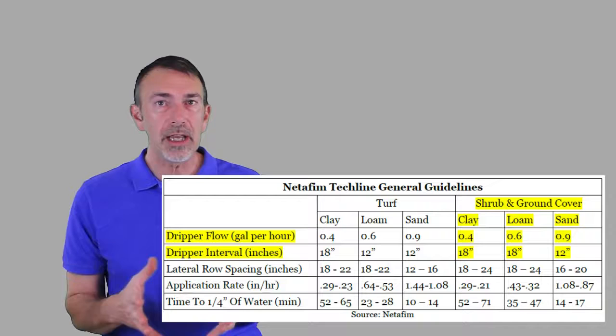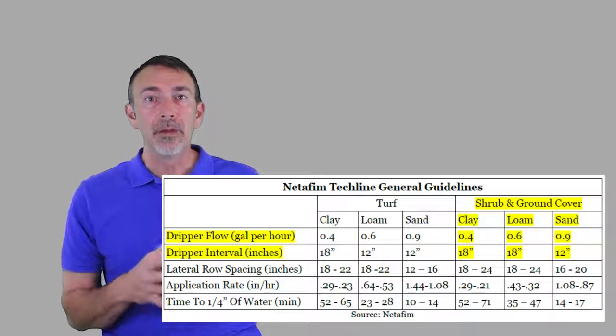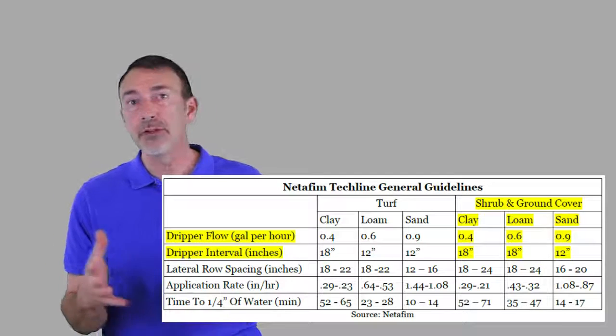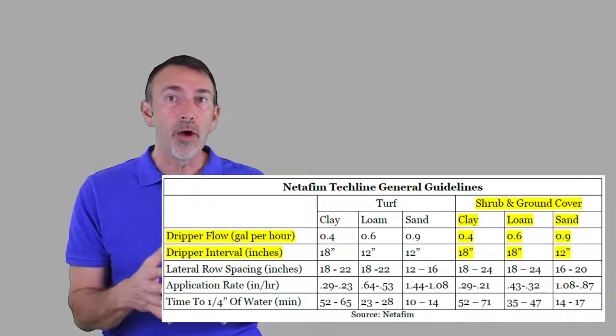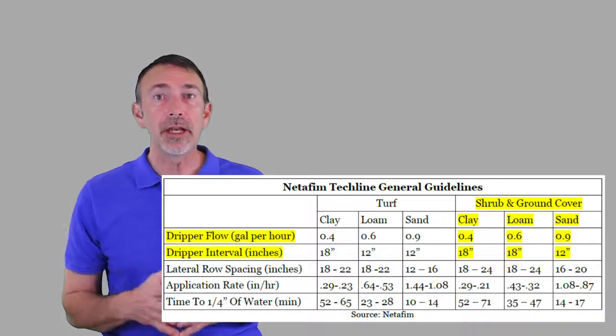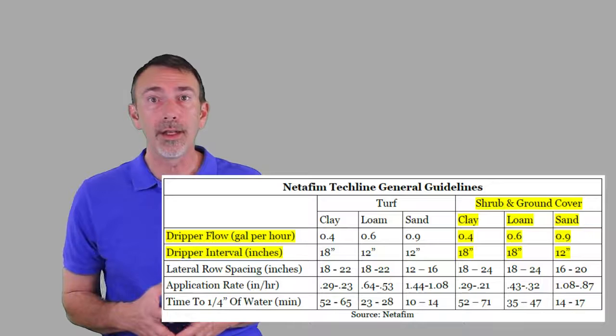As you look at these values that are highlighted, we're looking at the flow of the drippers and also the spacing of the drippers on the line. Now, we can get 12, 18, or 24 inch spacing. And if you look at this chart here, you'll see what it recommends for each type of soil quality.